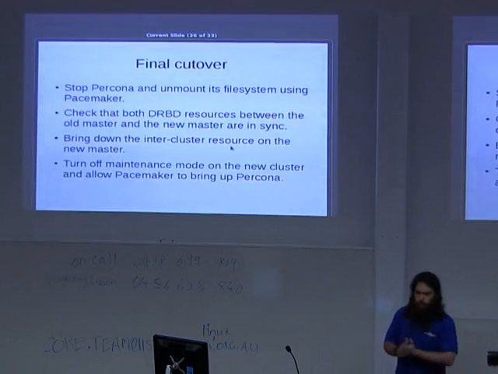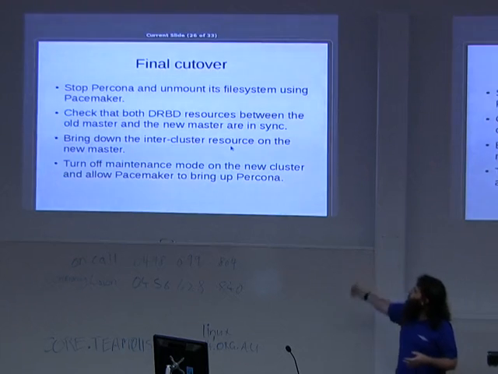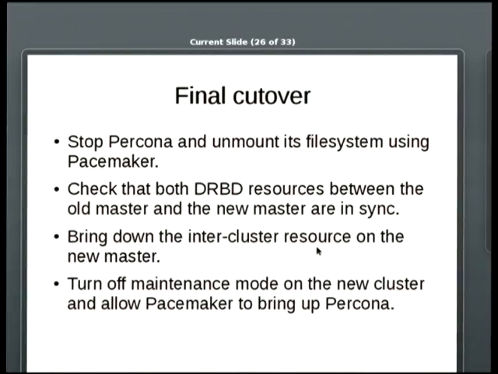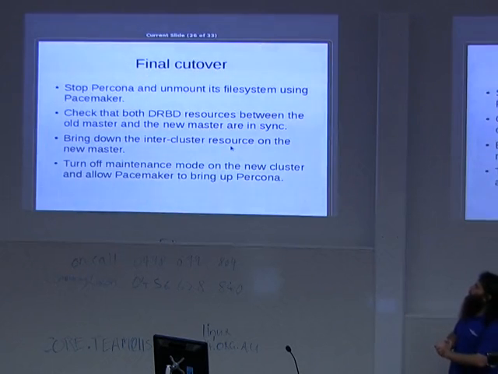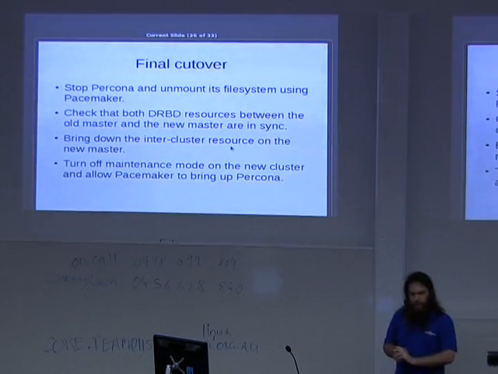So once we'd done all the testing and we were ready to cut over, first thing, of course, is to stop Percona and unmount its file system so you no longer have anything writing to the DRBD resource. I like to check that both DRBD resources are in sync, because if something unexpected happens and you find that you have a few blocks out when you cut off the replication, then again, you can get corruption. Or at the very least, out-of-datedness.